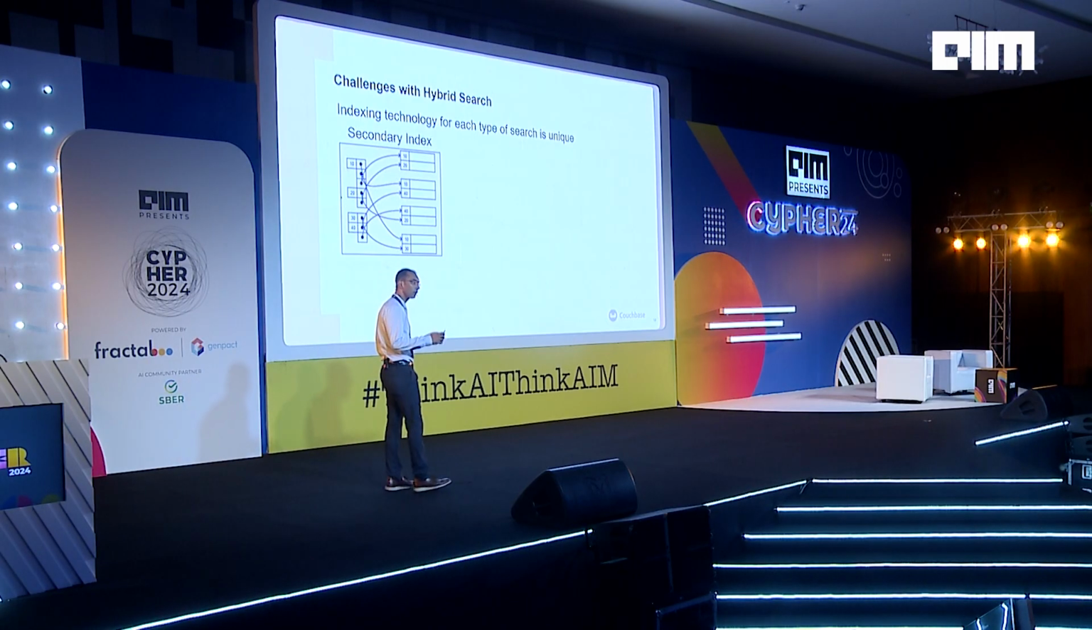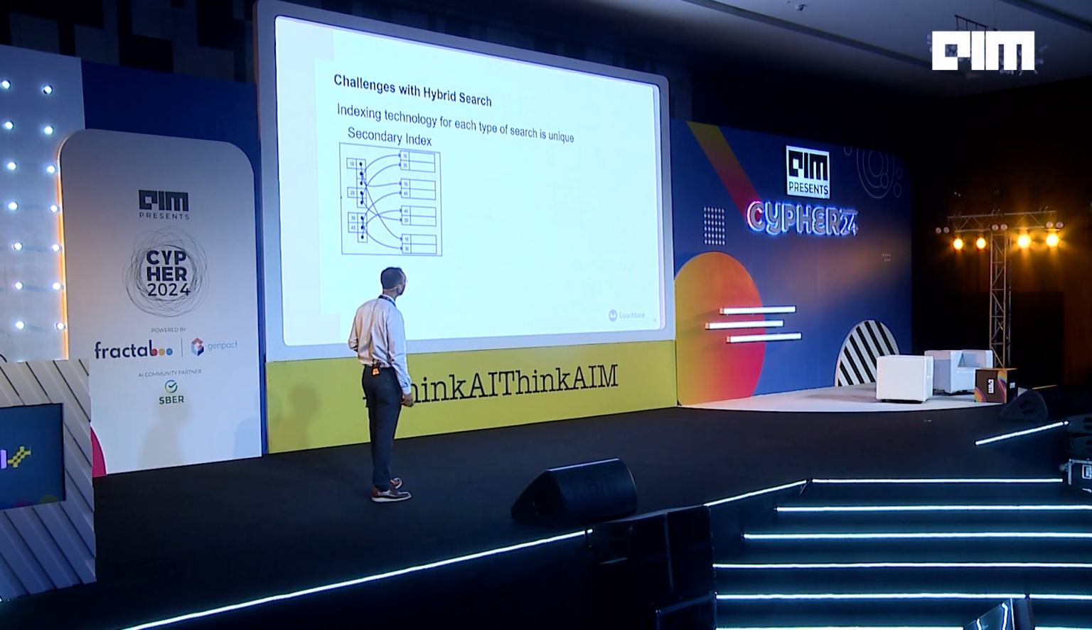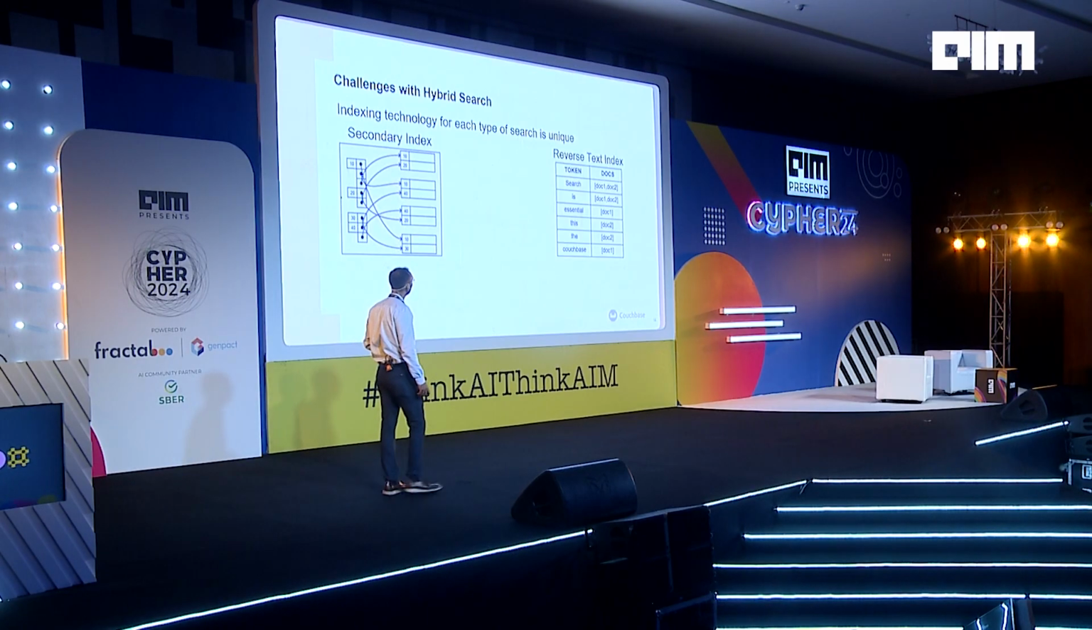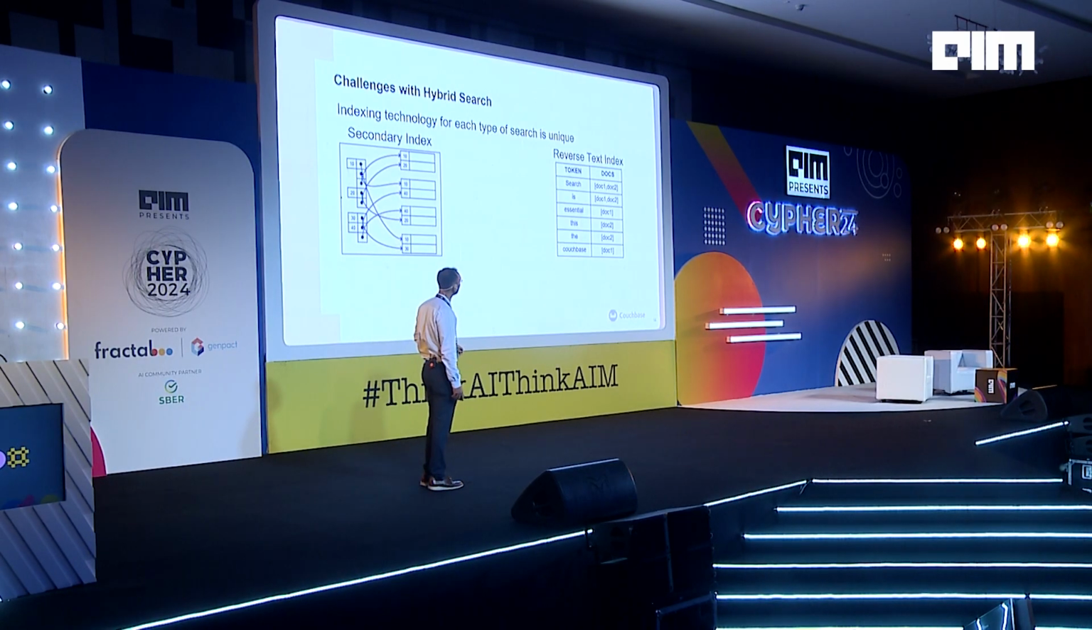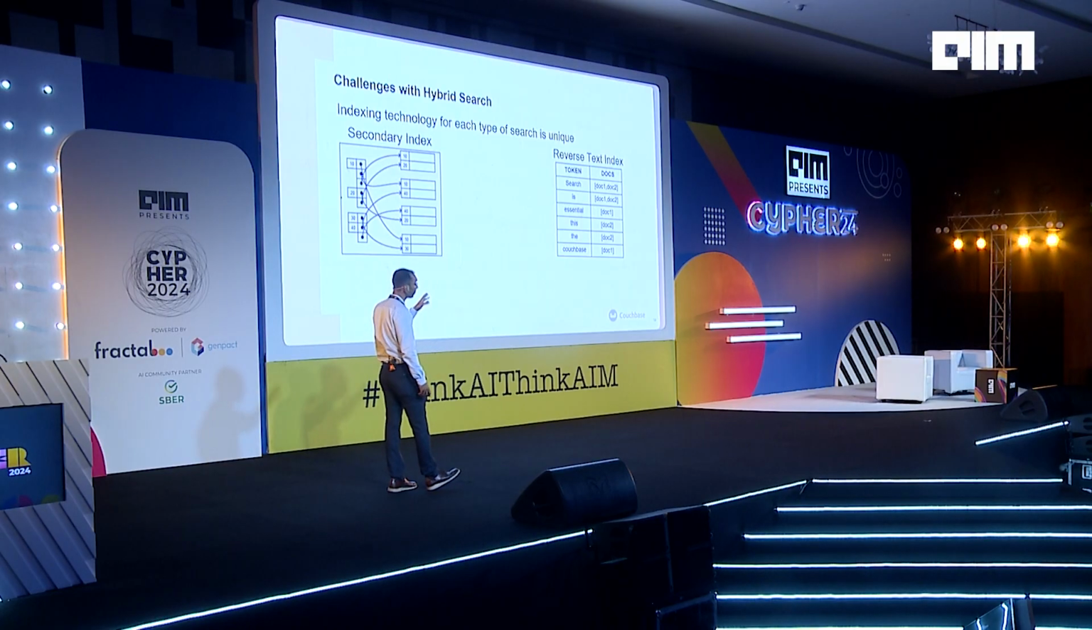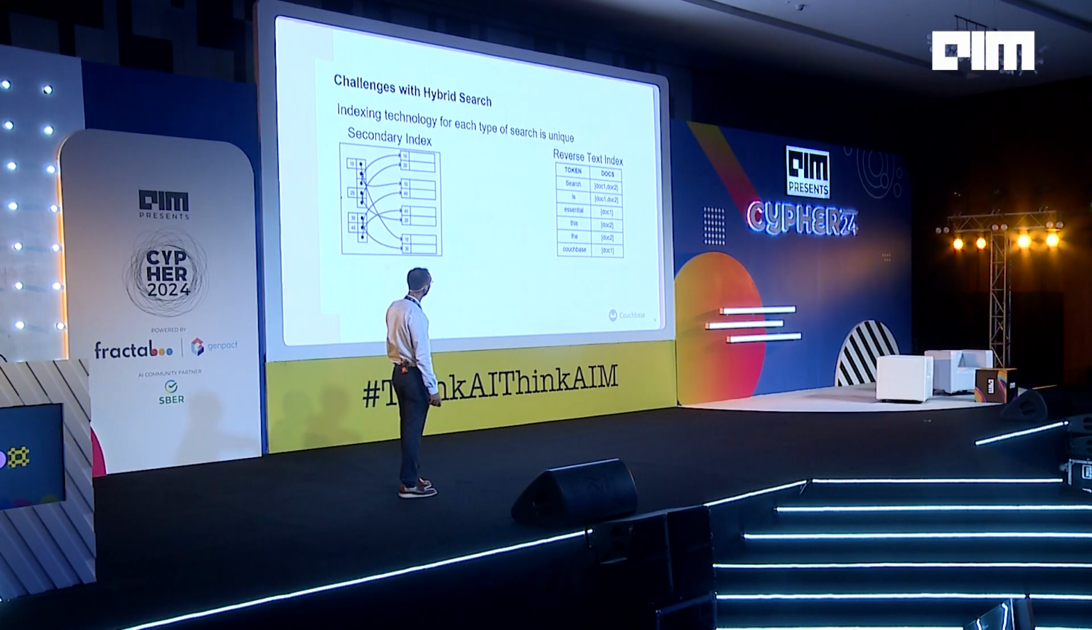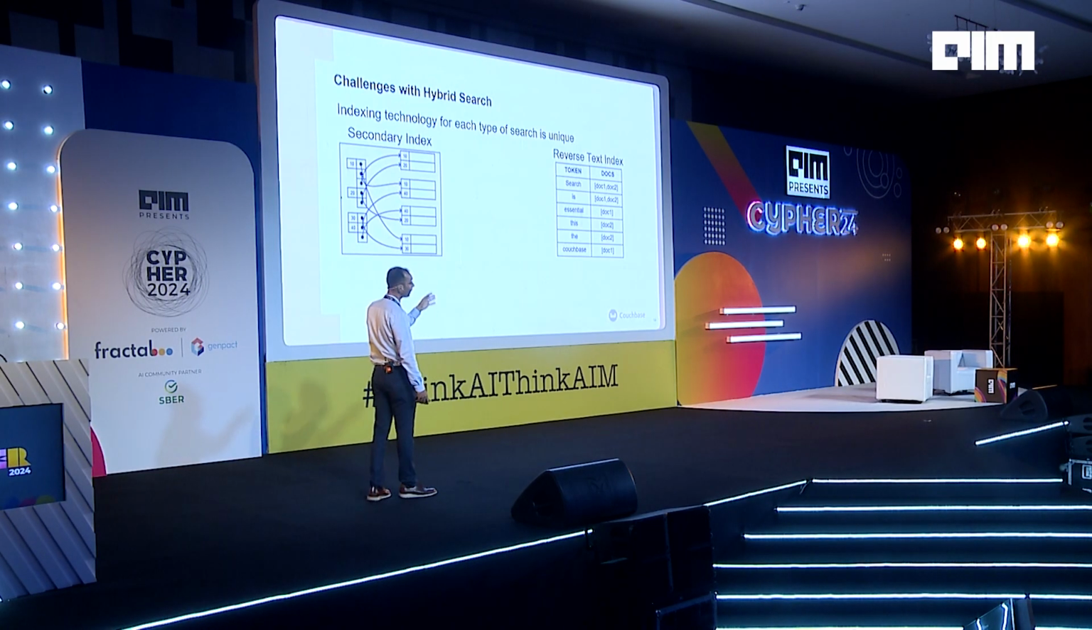The indexing technology needed for each type of search is very, very different. Let's look at what you need for secondary indexing. All of you would have studied this back in college, right? This is how our traditional indexing looks, where you have indexes, items, and pointers to them. But your text search index looks something like this. I simplified it for the discussion, but you have your search items and the content where each is present, right? Very, very different.